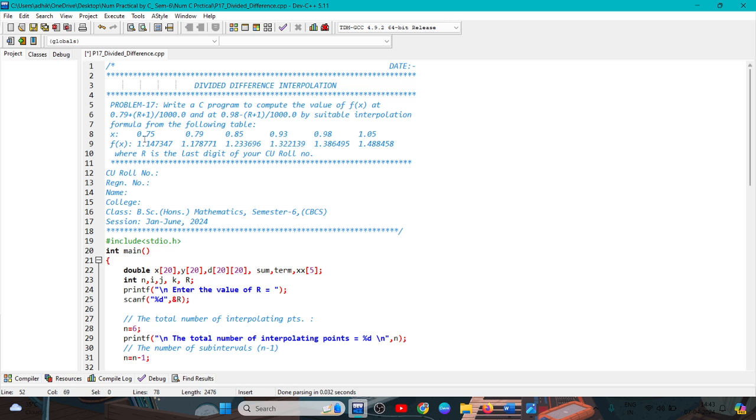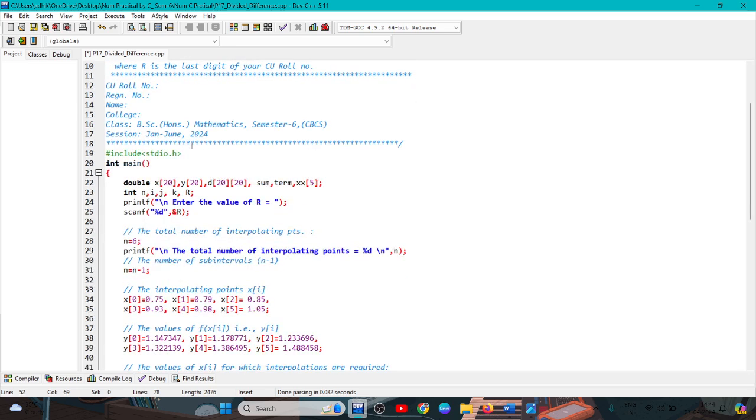Obviously, it is clear from the table, this x is 0.75, this 0.79, this 0.86. So these arguments are not equally spaced, so we may apply either the divided difference interpolation or Lagrange's interpolation method.